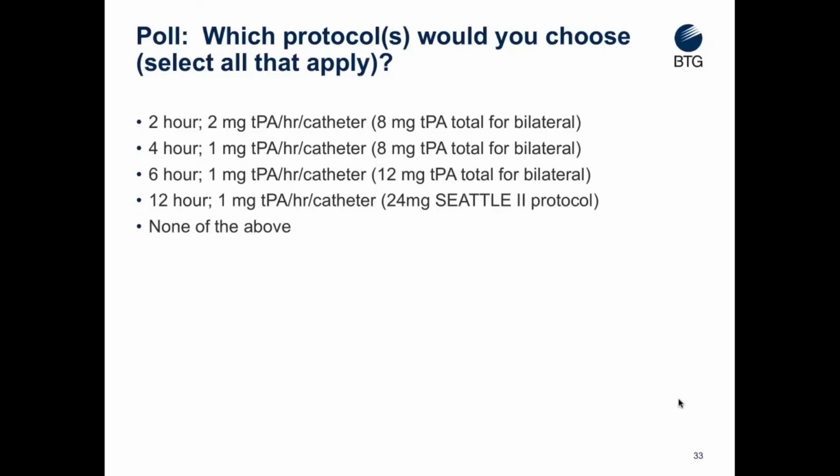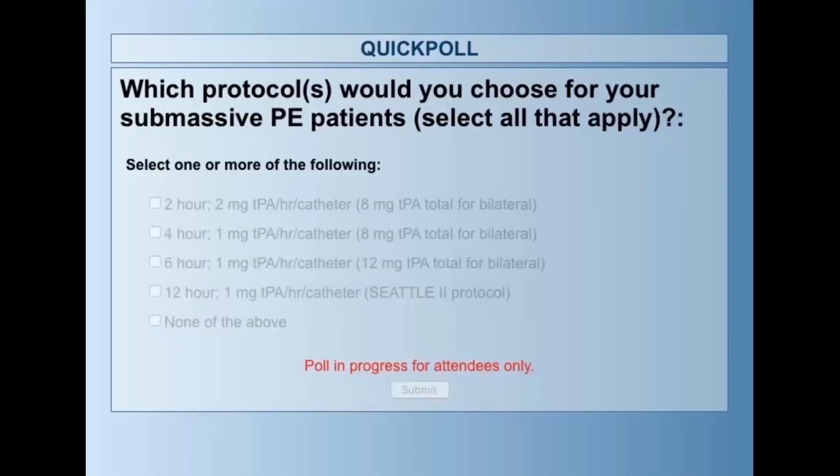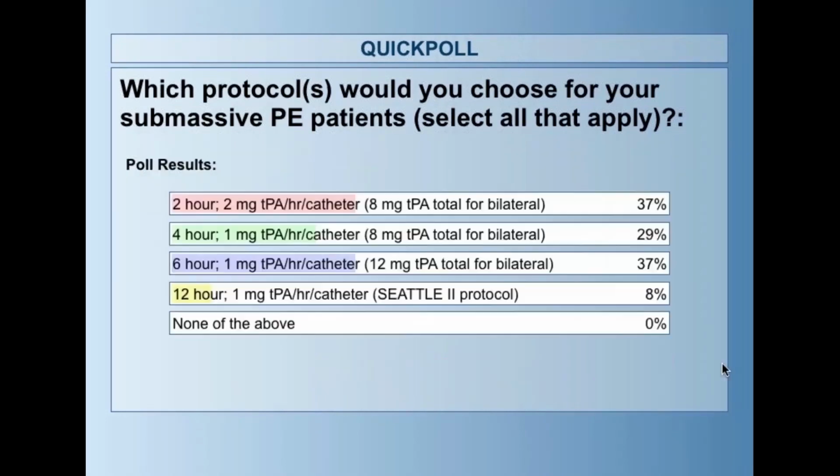Now, let's pause here for a second. I think this is a good spot to ask a second poll question. So now that we've presented the OPTALYSE data and you're familiar with some of the different cohorts, which protocol would you choose for your submassive PE patient? Would it be the 2-hour protocol or the 4-hour or the 6-hour? Or would you stick with the Seattle 2 protocol, 12 hours? Or would none of these be compelling to use?